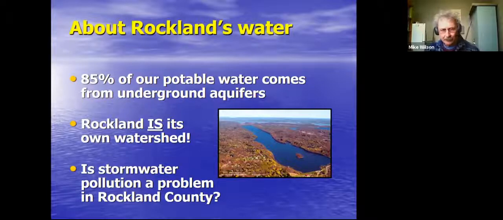Just a little bit about Rockland's water. 85% of our potable water comes from underground aquifers. And Rockland is its own watershed, so it's a watershed we want to protect. And in Rockland, you're very fortunate. You have quite a bit of open space, and very valuable open space, because it tends to be concentrated in one part of the county. However, the flip side of that is all of your development is concentrated also in one part of the county. And those developed areas have a gross amount of stormwater runoff. So yes, stormwater pollution is a problem in Rockland County.